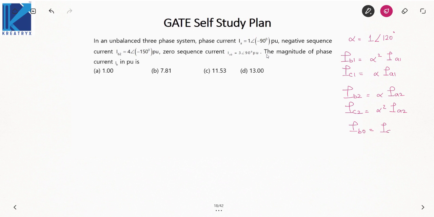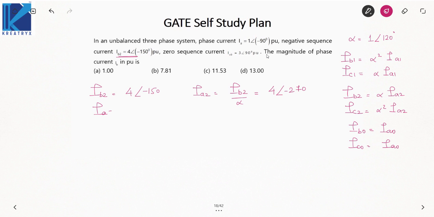IB0 is IA0, IC0 is IA0. Okay. Now, one thing that you have to take care is we are given different currents. First one is IB2. For calculating IB, I will require IB2. But I can also calculate IA2 from here. It is IB2 divided by alpha. Alpha is 1 angle 120, 4 angle minus 270.